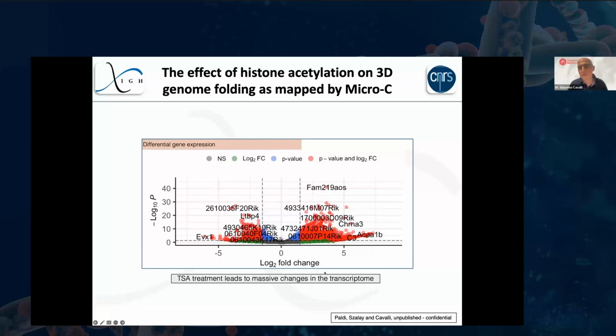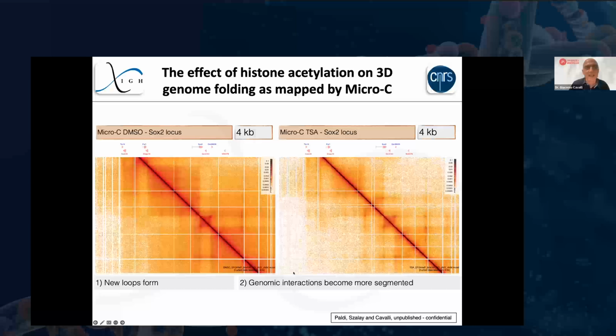But what happens in terms of genome folding? What you see here is that you observe several things. First, the signal is more crisp. You have clearer loops, and genomic interactions become a little bit more segmented. Here, all the signal is sort of homogeneous within these large domains, but now you see more structure, more loops, more interactions.